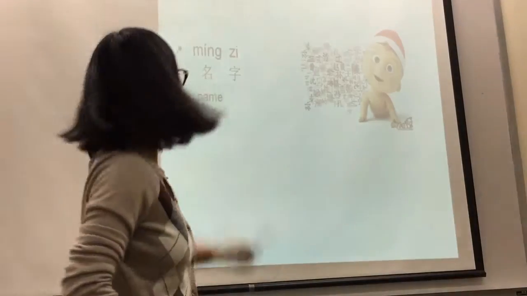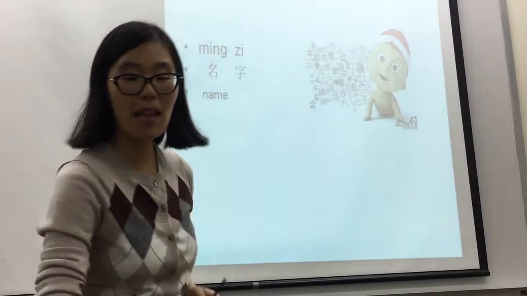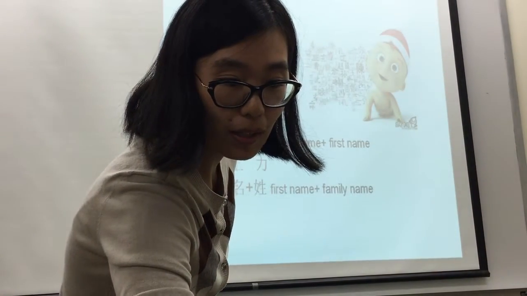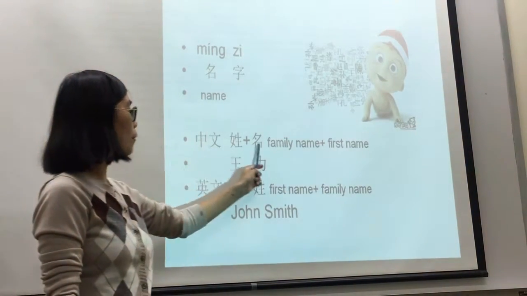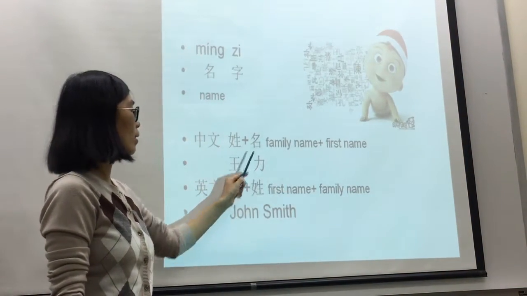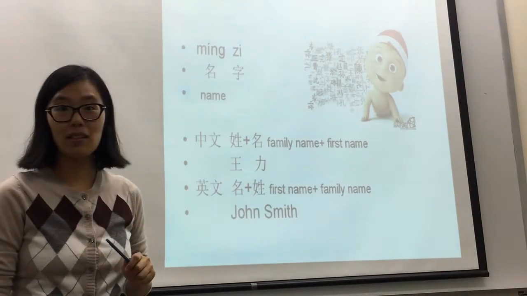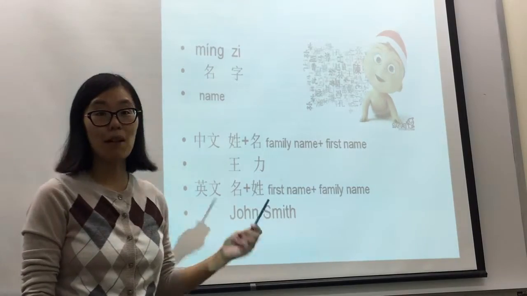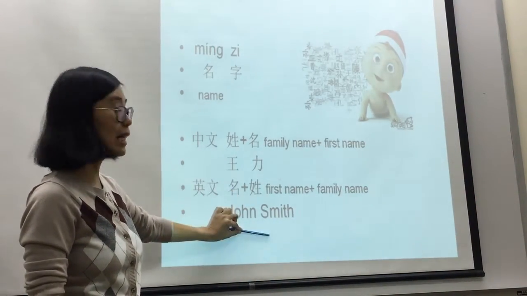名字, name. And we know in Chinese and in English the names are different. In Chinese 在中文当中 family name comes first, first name in the end, but in English totally opposite 恰恰相反. So we can look at these two examples 两个例子.